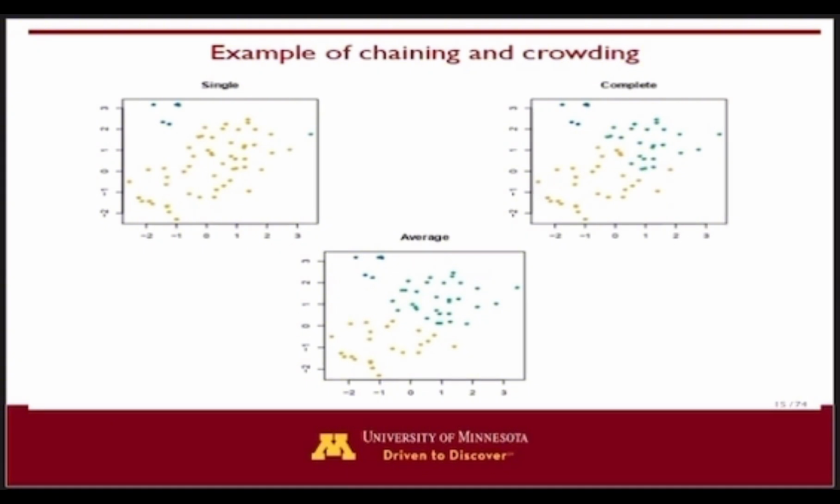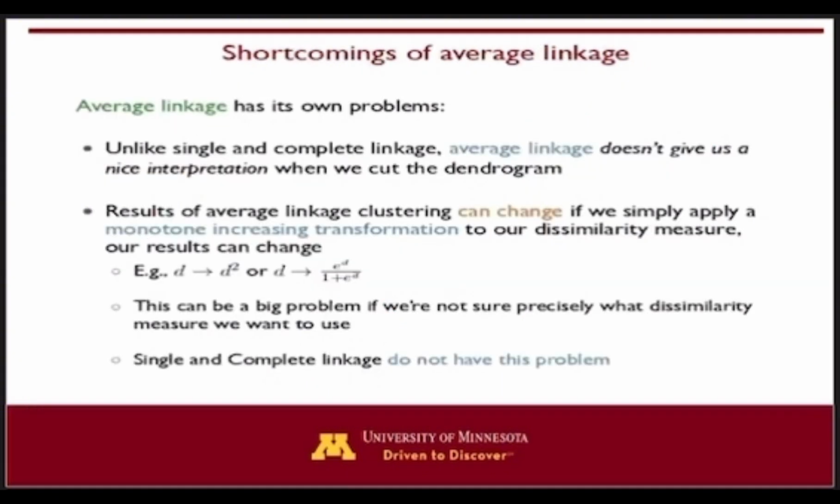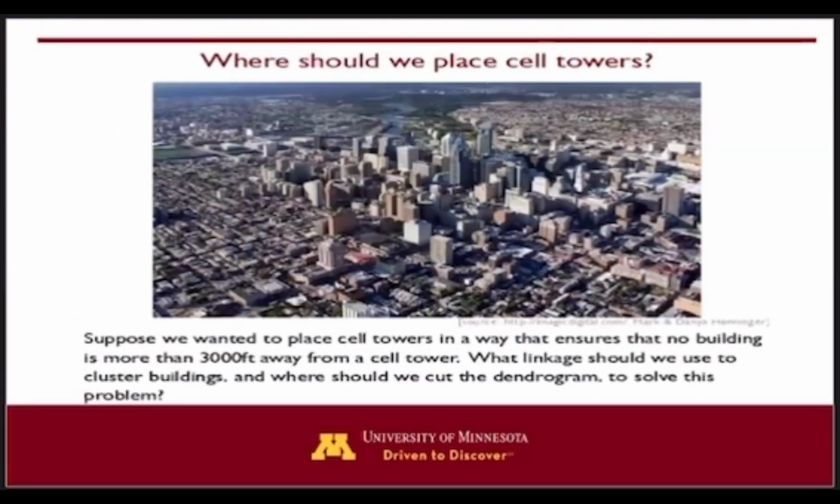Now that you understand that, I quickly want to go on. This is what I was saying the other time. Where should we place cell towers? These are tall buildings. Suppose we wanted to place cell towers in a way that ensures that no building is more than 3,000 feet away. That is the cut that I mentioned the other time, that we don't want to go over.